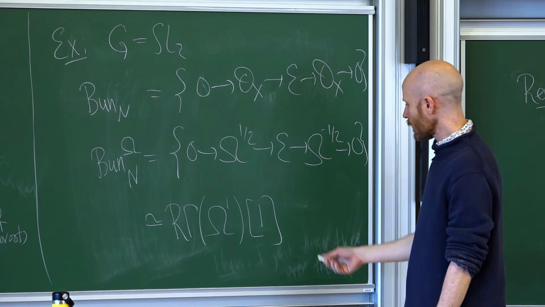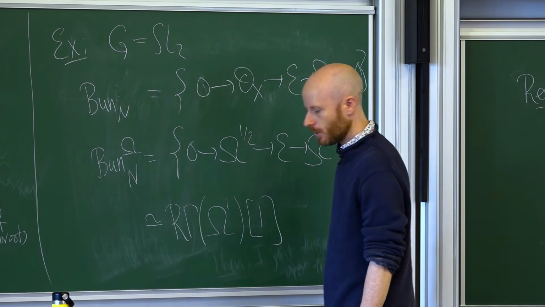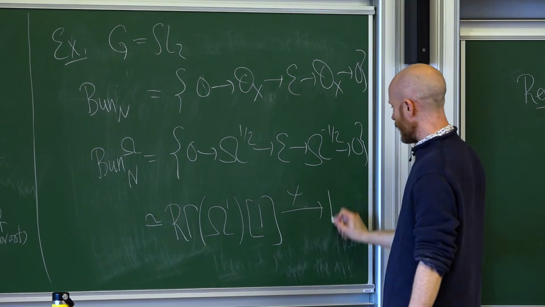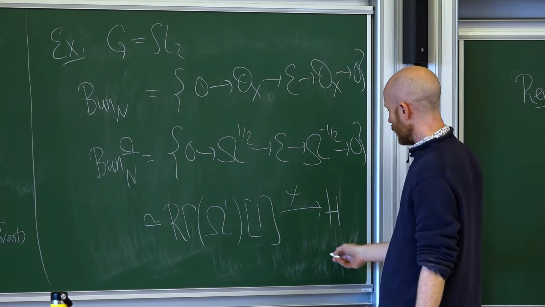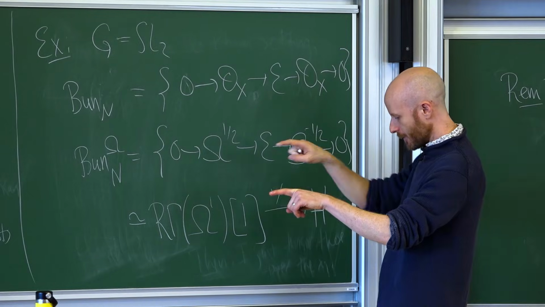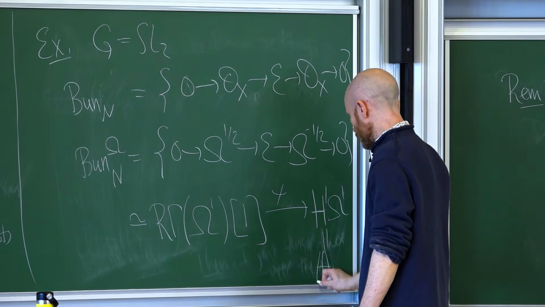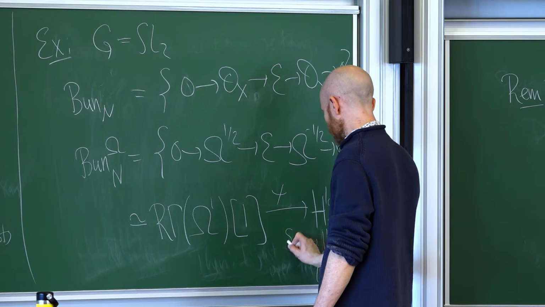And now let me tell you what the character is in this case. So the character psi is going to map to H1 because the complex maps to its top cohomology. And this is equal to A1 by Serre duality.